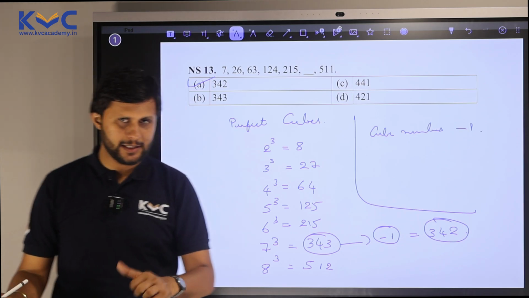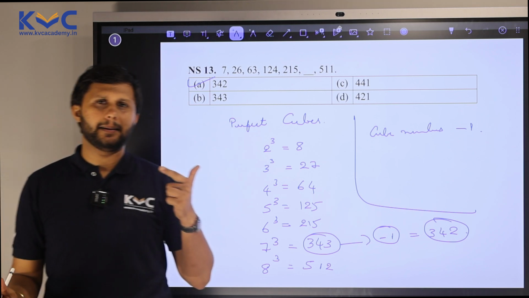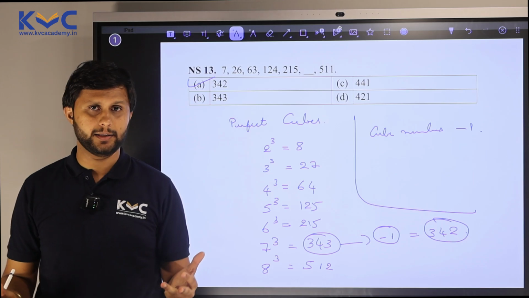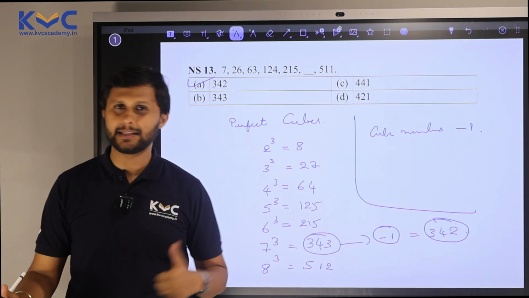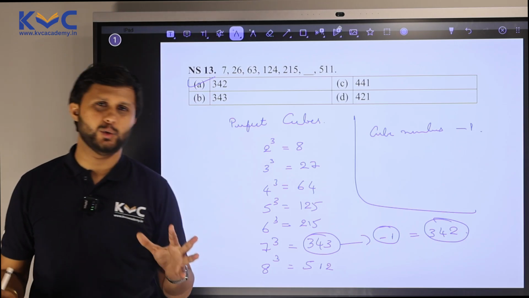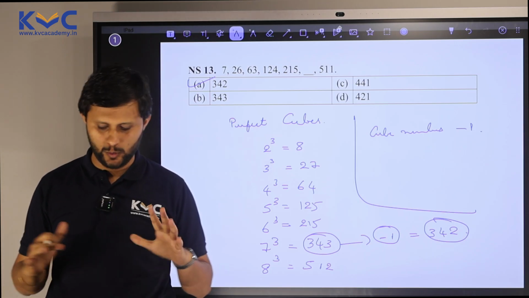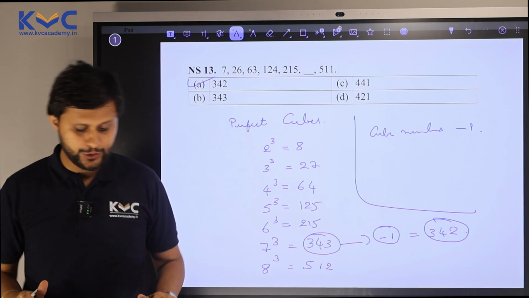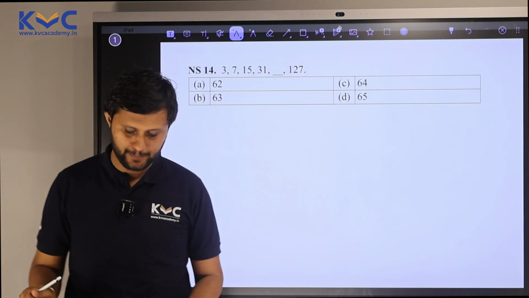So what we have studied so far is we have to add somewhere, use subtraction, division, multiplication. We have perfect numbers, we have perfect squares and perfect cubes, and the combination of all of this. Different problems. Moving on, question number 14.